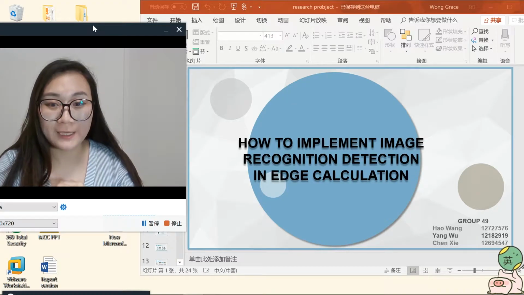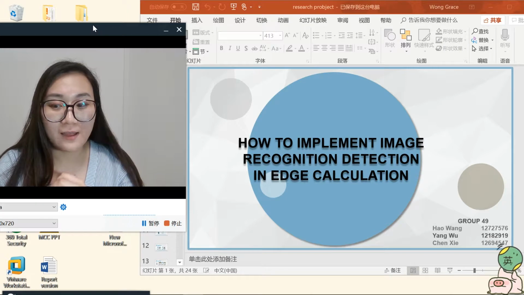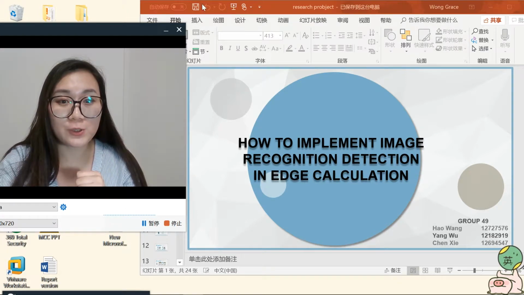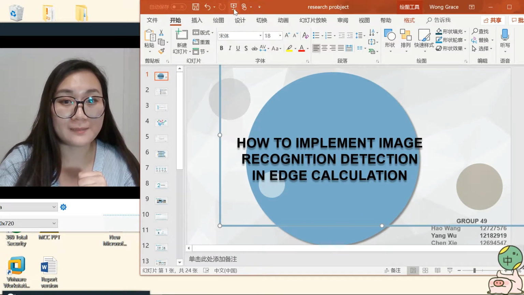So our topic today is about how to implement image recognition detections in the age calculating. And I'm Hao Wang. We are group 49, we already introduced. And I will introduce you the background first.